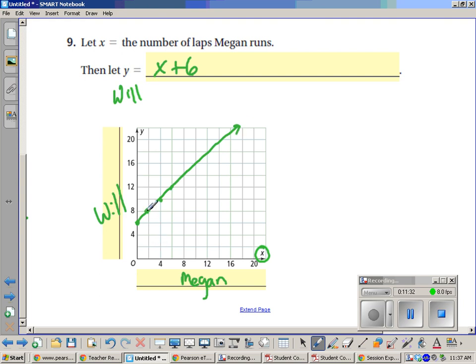Okay. So you're going to represent using a graph, or using a table, or an equation. 3 representations for that problem.